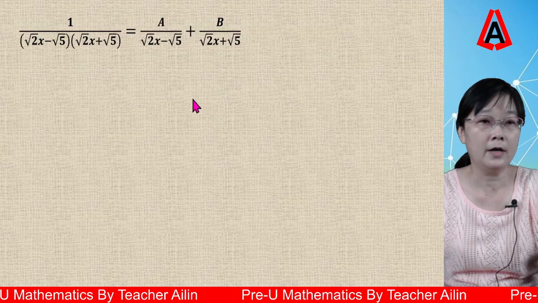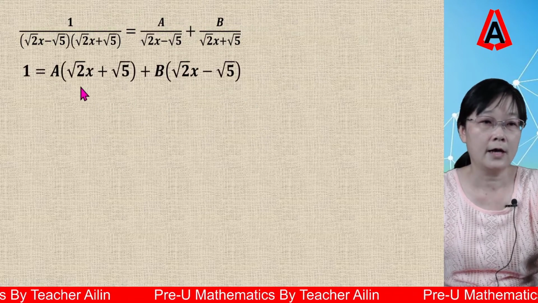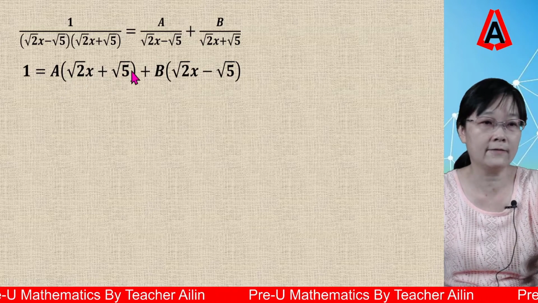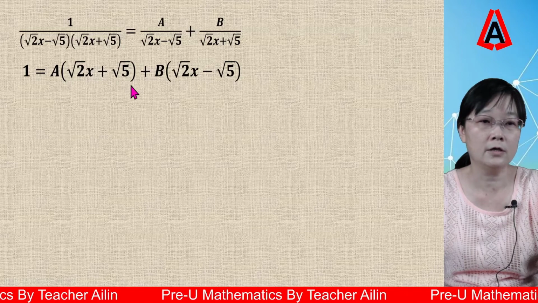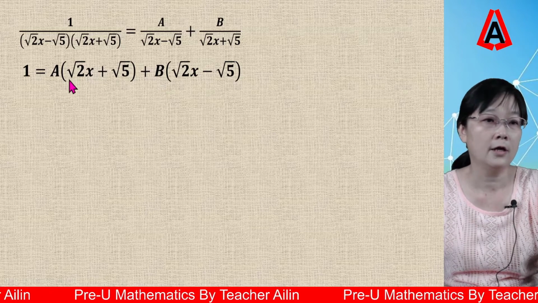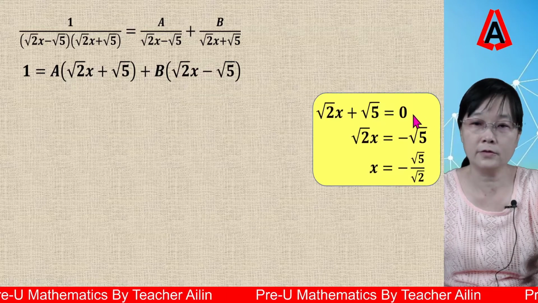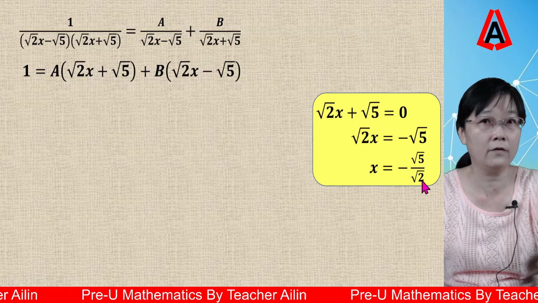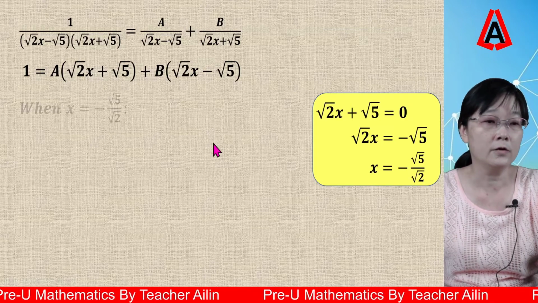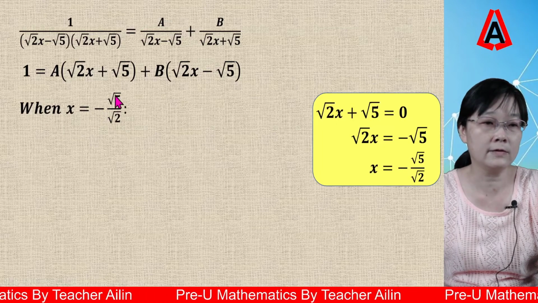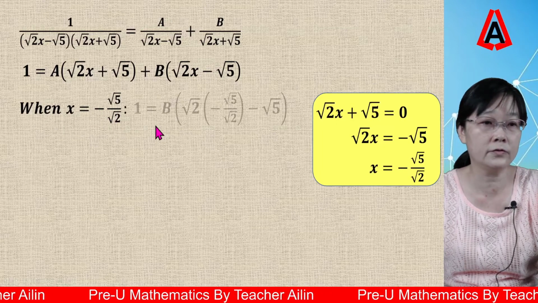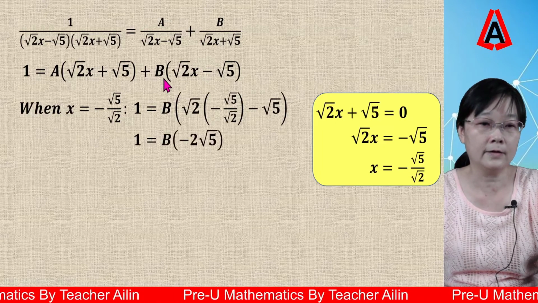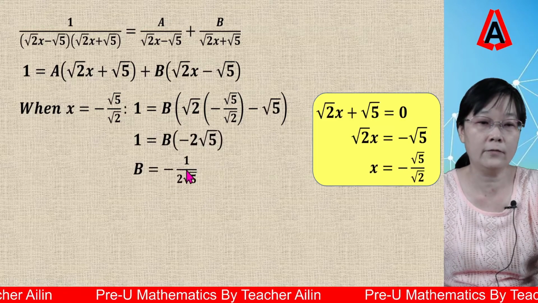So when doing partial fraction, first I'm going to choose a suitable value of x such that this factor becomes 0 in order to find the constant b. When this factor is equal to 0, it means x is equal to negative square root of 5 over square root of 2. So when I choose x is equal to negative square root of 5 over square root of 2 and substitute into this equation, I find that the value of b is equal to negative 1 over 2 square root of 5.